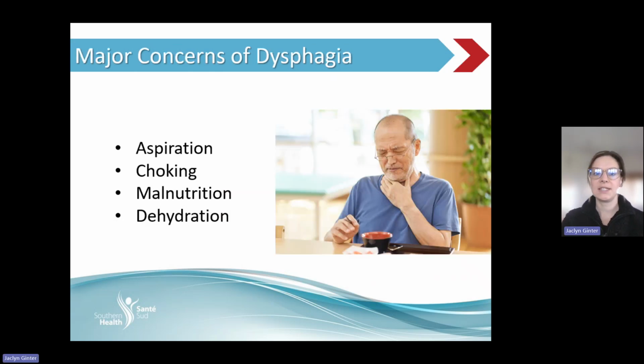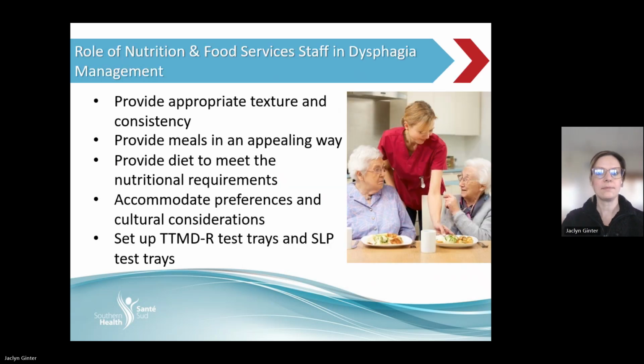Major concerns for dysphagia would be aspiration. So that means food or fluid is going into the lungs instead of the stomach, choking, malnutrition, or dehydration. The role of nutrition and food services staff in dysphagia management is to provide the appropriate texture and consistency. People are prescribed a certain diet, and it's your job to make sure that they get those correct foods to make sure that mealtime is as safe as possible.